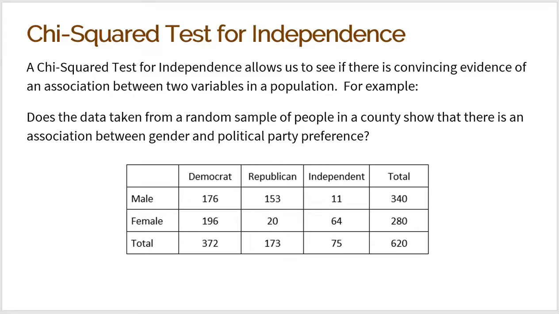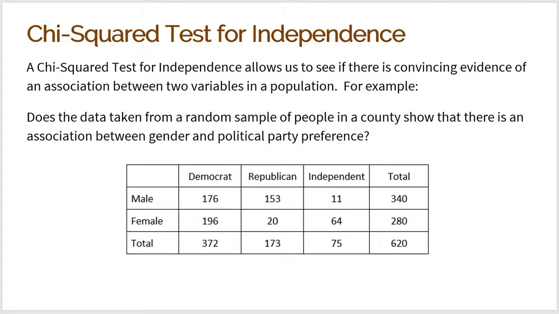A chi-squared test for independence allows us to see if there's convincing evidence of an association between 2 variables within a population. So for example, does the data taken from a random sample of people in a county, let's say we looked at one county in Pennsylvania, show an association between gender and political party preference? So we have males and females, and some of them are Democrats, some Republicans, some independent. And the idea is we want to determine, is there an association?